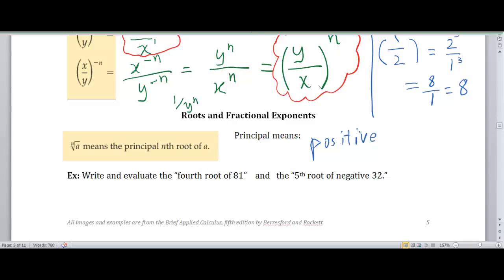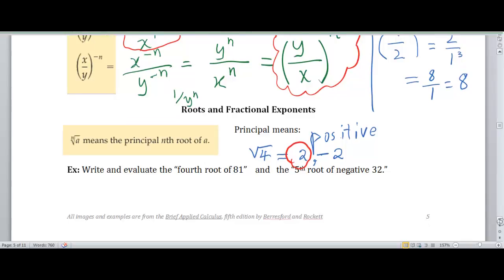Just like if you look at square roots, right? If we look at the square root of 4, the square root of 4 is actually 2 and negative 2, isn't it? Because 2 squared is 4 and negative 2 squared is 4. But when I say the principal root, I only want that positive number. It means the positive root. Yes, square root of 4 is 2 and negative 2, but we refer to the positive when we're talking about the principal nth root, okay?